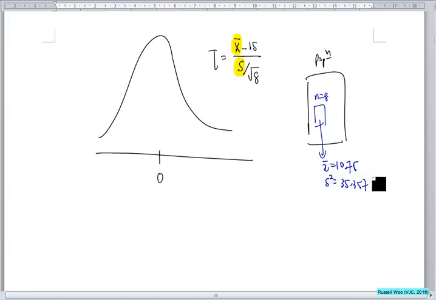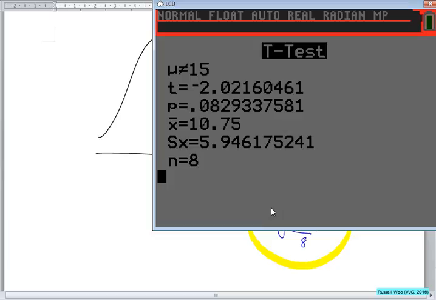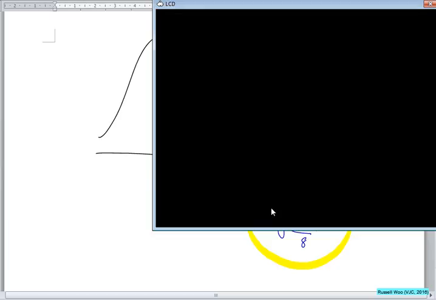These are data. So actually I can calculate my little t is 10.75 minus 15, divided by square root of 35.357 divided by 8. Now, the calculator helps you calculate this value. Follow so far? All understand? You use your calculator to calculate now, you will get negative 2.0216046.